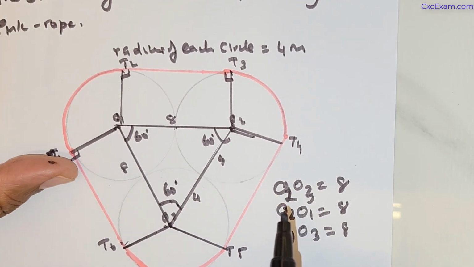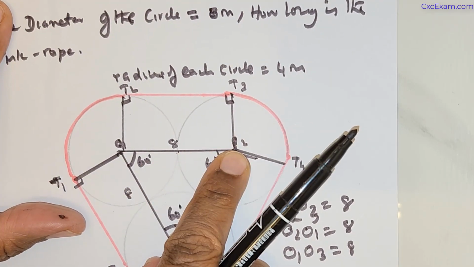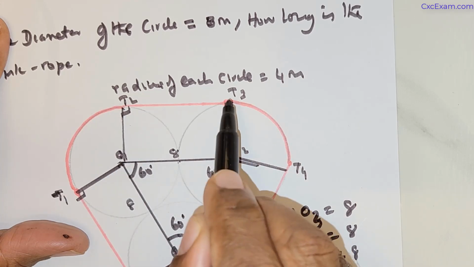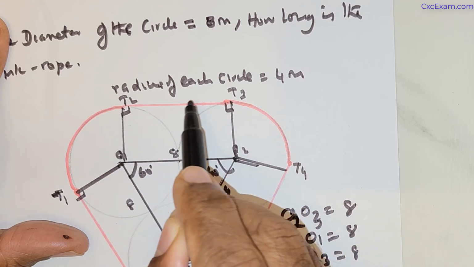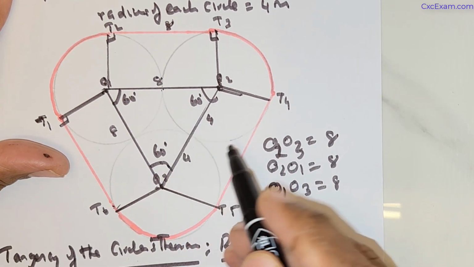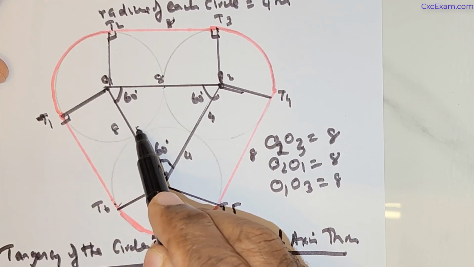Okay, that's a very important observation. Now this length is already 8. So if we were to drop a line like this and it is a 90 degree drop, clearly this length will also be 8. So similarly, this entire length is 8 and this is going to be 8. This is also going to be 8.